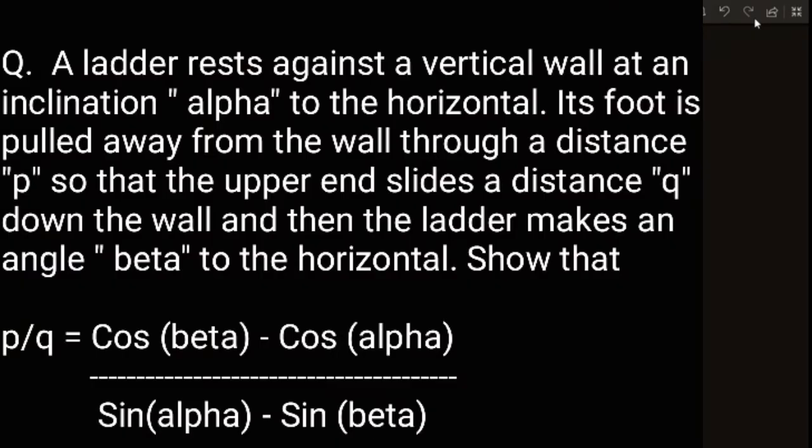A ladder rests against a vertical wall at an inclination alpha to the horizontal. Its foot is pulled away from the wall through a distance of P so that the upper end slides a distance Q down the wall, and then the ladder makes an angle beta to the horizontal. Prove that the ratio of P by Q is cos beta minus cos alpha by sin alpha minus sin beta.